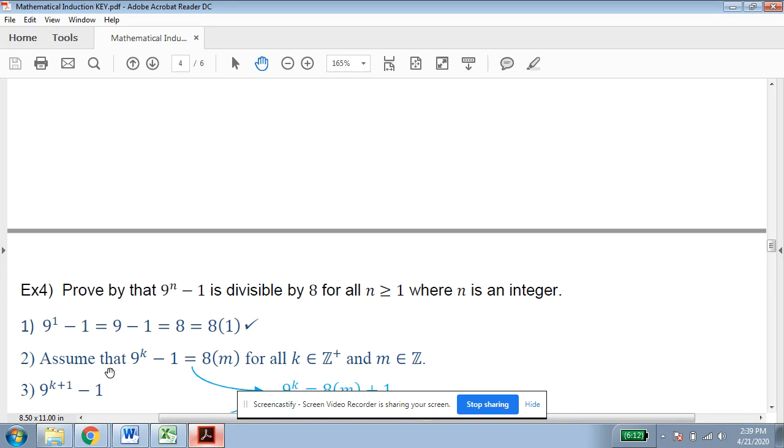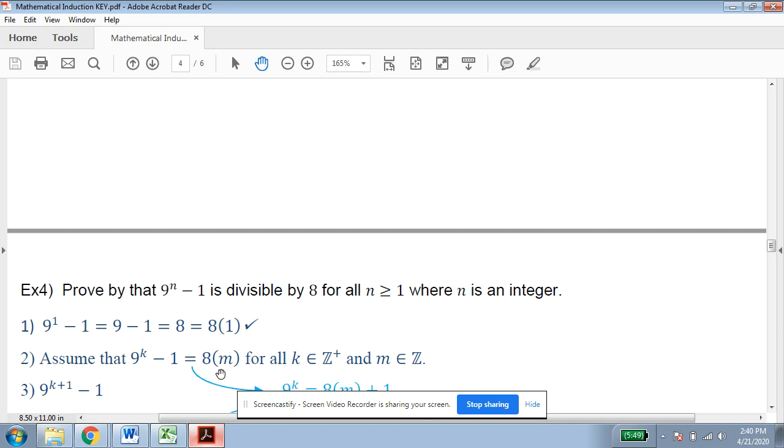Step 2, my assumption step. I'm going to assume that this is divisible by 8, and what I'm going to do is actually make my own format for this. I'm going to say that 9 to the k power minus 1 is equal to 8 times some number m. Right? k is still any positive integer. My m can be any whole number, because if you can factor 8 out of this and have a whole number left, then it is divisible by 8. Okay, so that's a little bit new for you.